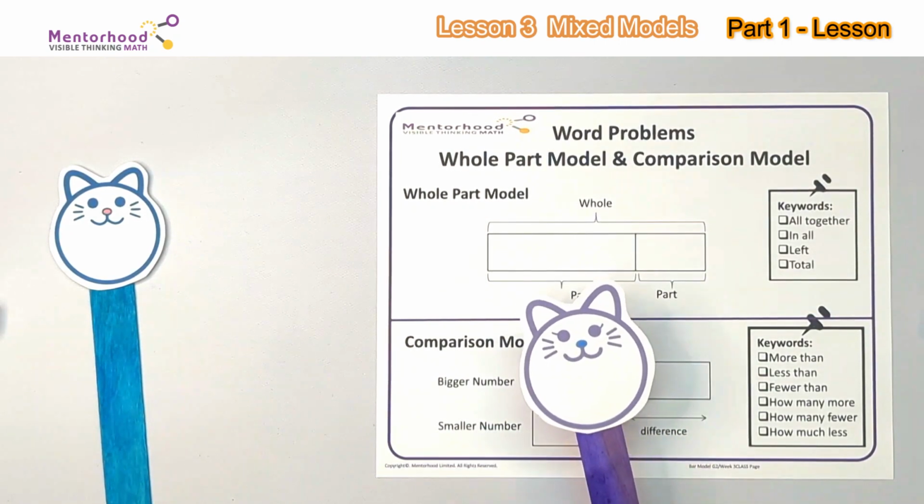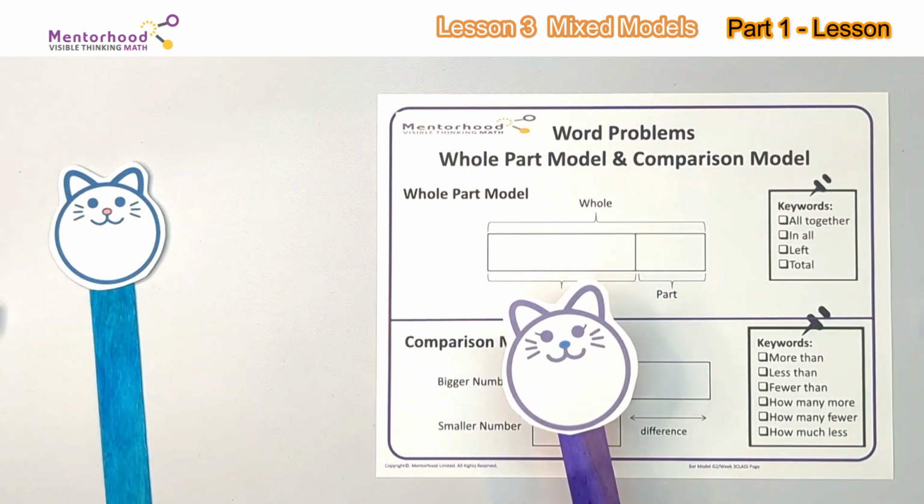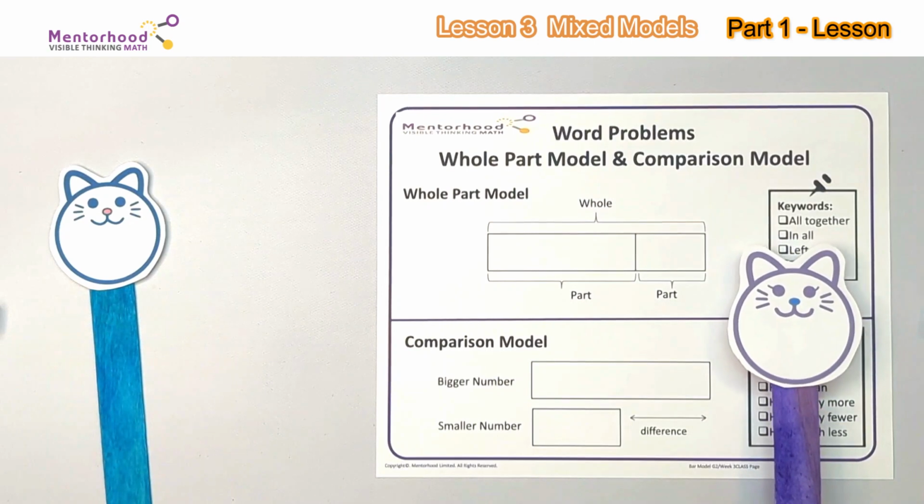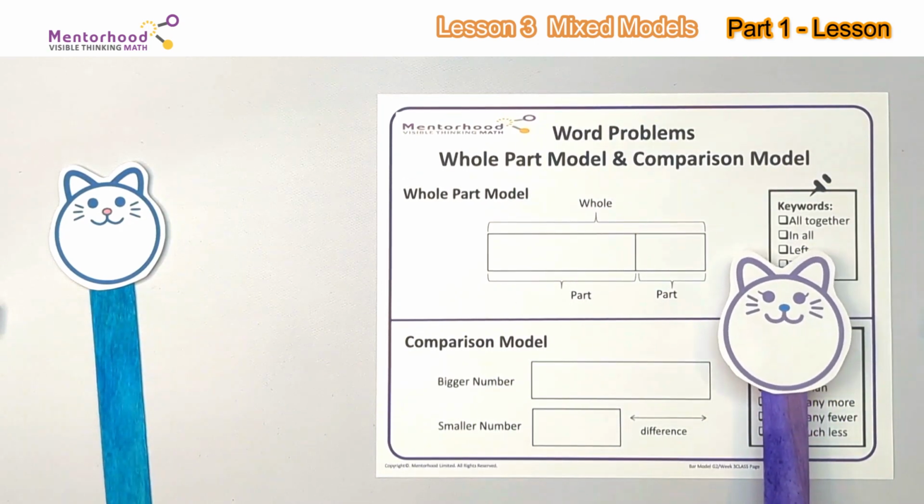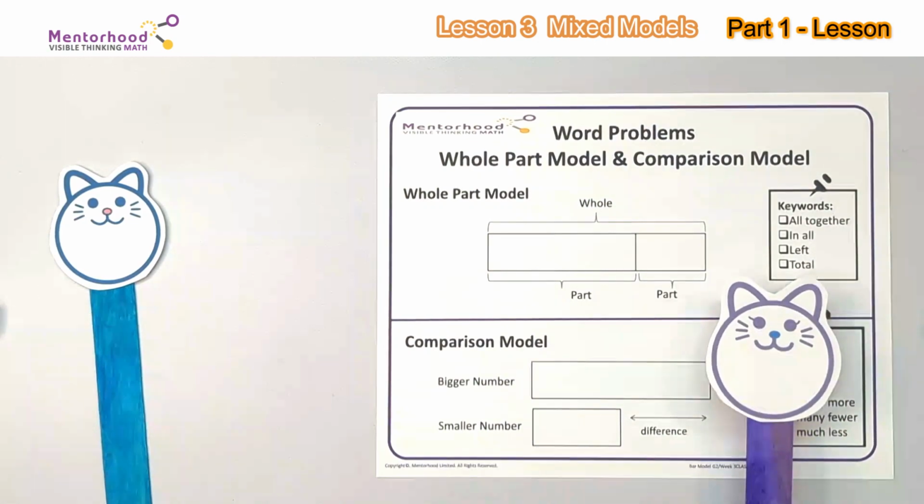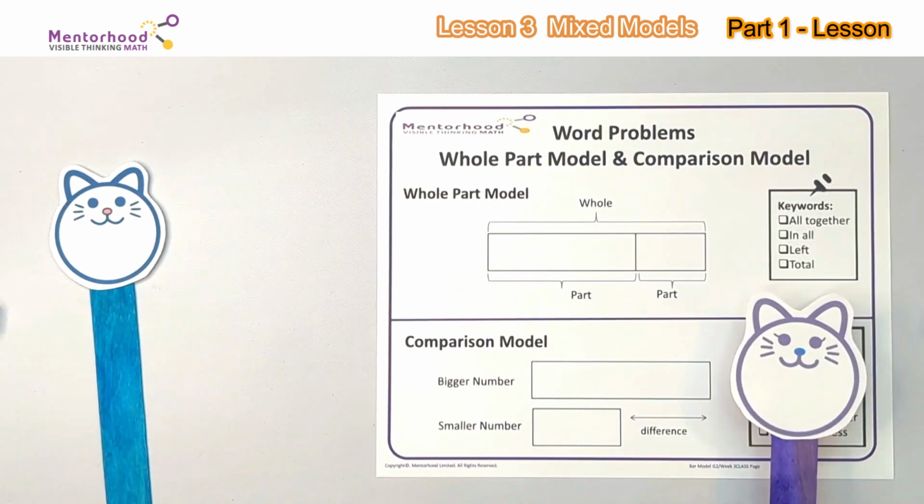When you see a word problem that's a whole part model, you'll find words like all together, in all, left or left over, and total. That's how you can know that you're working with a whole part model.